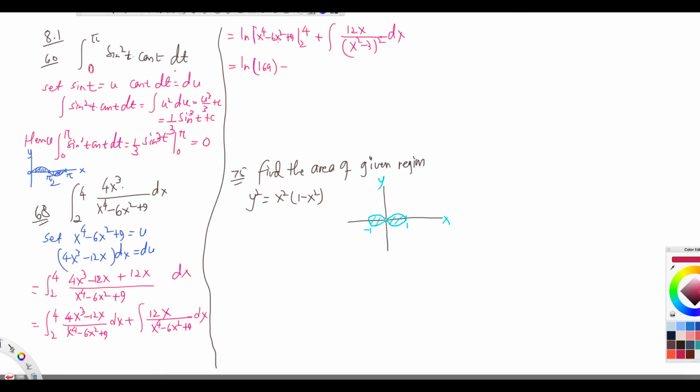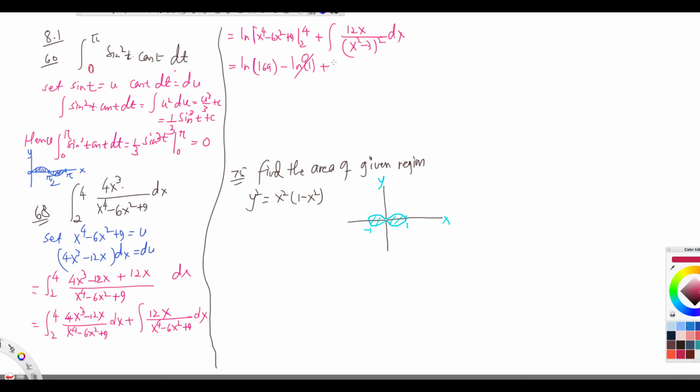And then minus, let's plug in 2. Okay, natural log of 2 to the 4, 16, minus 6x squared, which is 6 times 4, so it is 24, plus 9. Okay, 16 minus 24 is negative 8, right? And then plus 9 is 1. Natural log of 1 will be 0, right? So we will not worry much about that, because that will be 0.